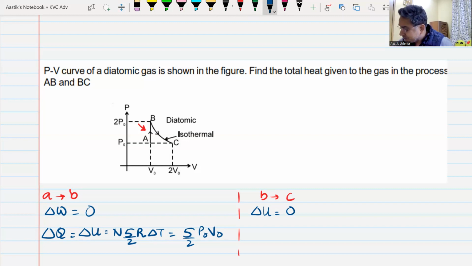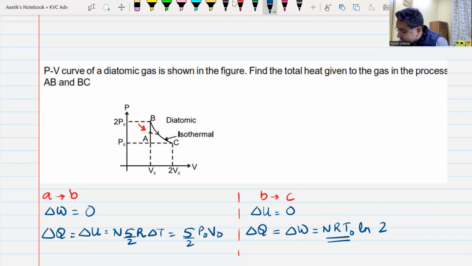That's it. So you have your delta Q, that will be equal to delta W, and we have already calculated delta W, nRT naught into ln of 2, and this nRT naught is 2 P naught V naught, yes or no? Yes, sir. You just add this with this and you get your answer. Do we understand this? It is 31/10 P naught V naught, sir.